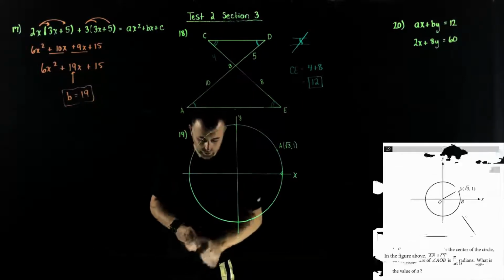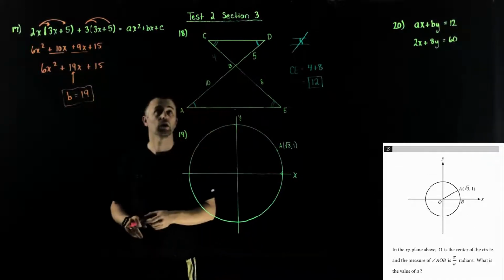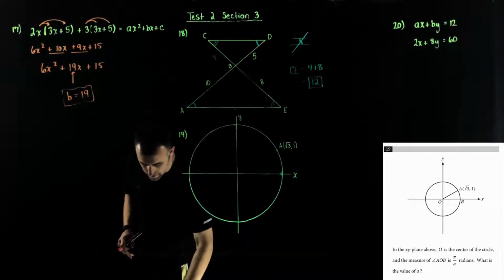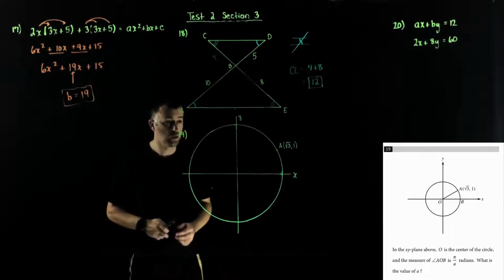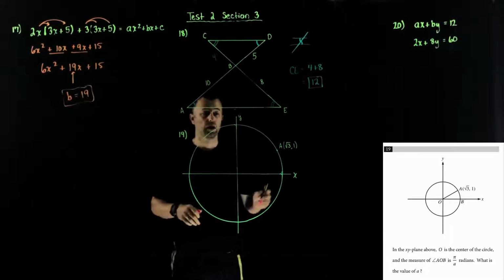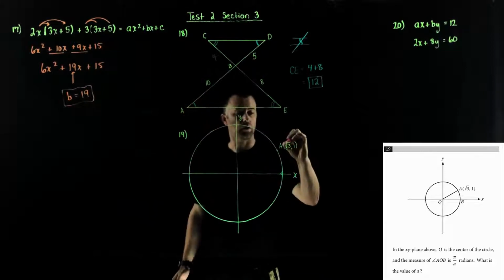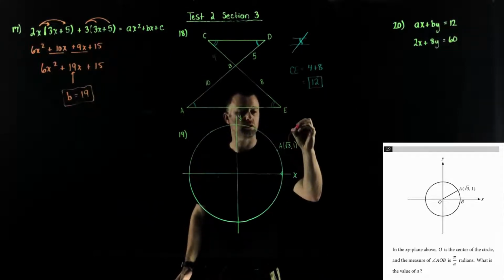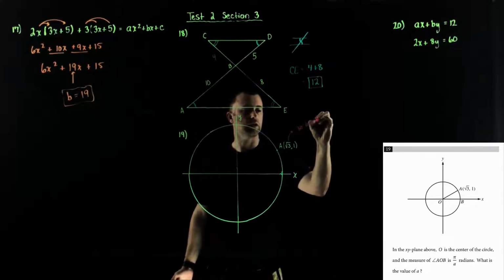That was quick. So number 19, they're giving us this point radical 3, 1. Now, when you see a radical 3 on the test, I want you to think of 30-60-90 triangles.